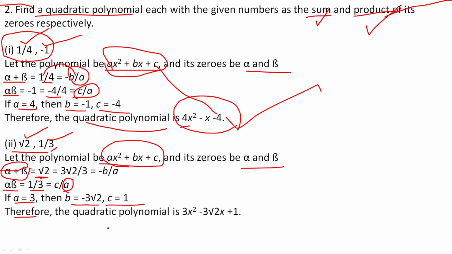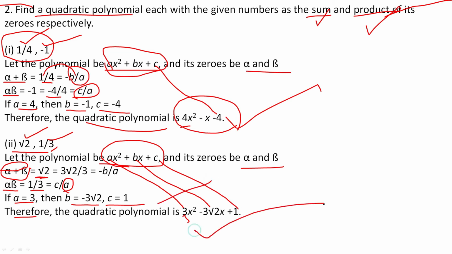Therefore now we can form the quadratic equation. Instead of a you put 3, instead of b you put minus 3 root 2, instead of c you put 1. Just apply the values and you will get the answer. So this is the quadratic polynomial we can frame using this.